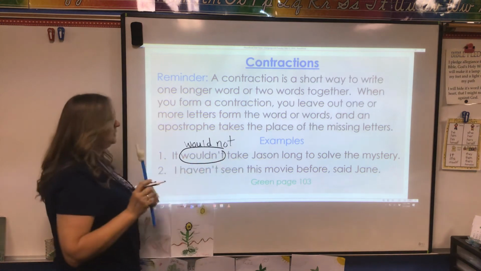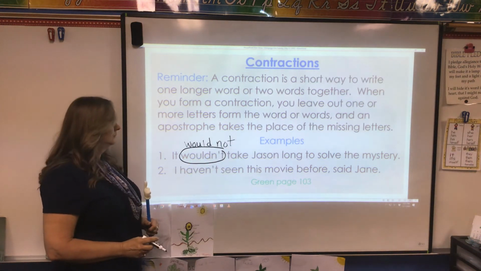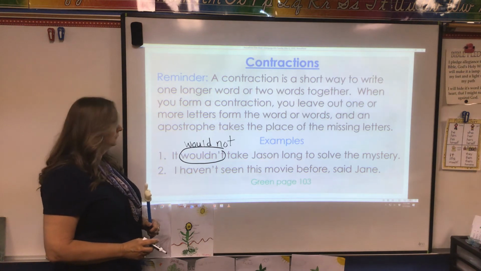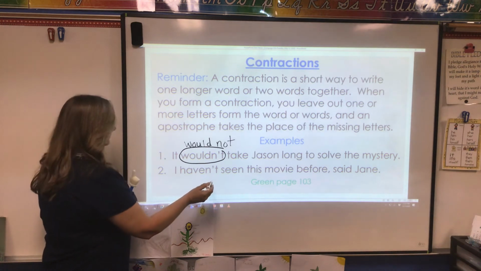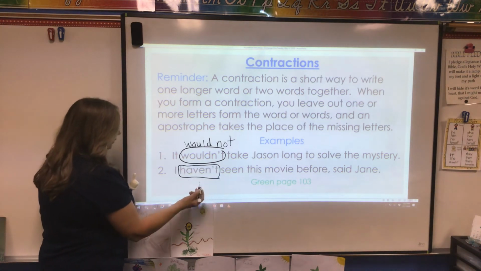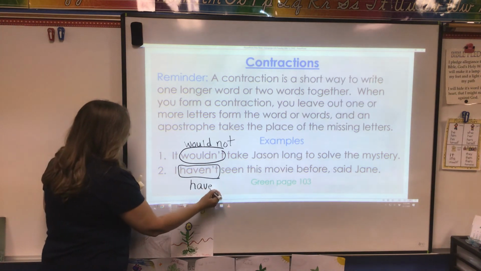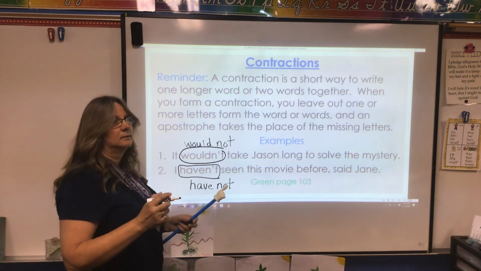All right, Miss Bachelier, can you read the next sentence for me? I haven't seen this movie before, said Jane. So the contraction that I saw there is haven't. We're going to circle the whole thing, haven't. And it's what two words? Have not. Very good. Have and not.